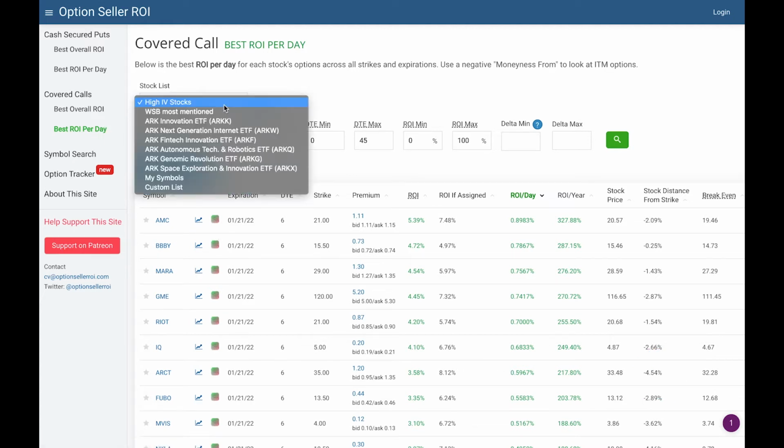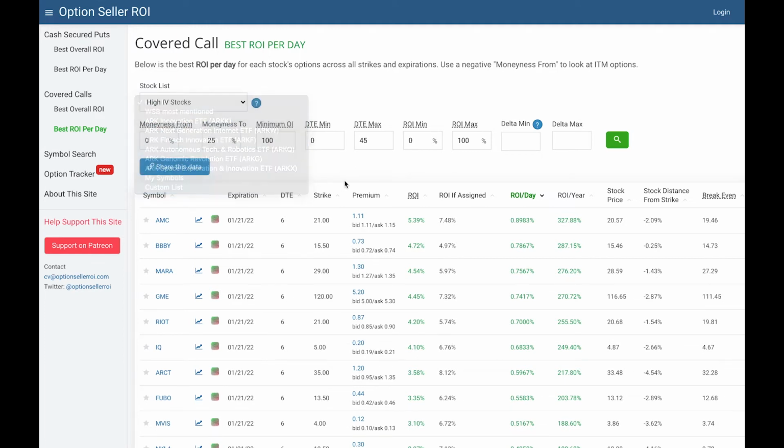You can also make a wish list down here at my symbols, your custom list. So it's pretty nice. It's very fast, very responsive. So this is a really great site that I highly recommend to anybody looking for stocks for the wheel strategy this year.